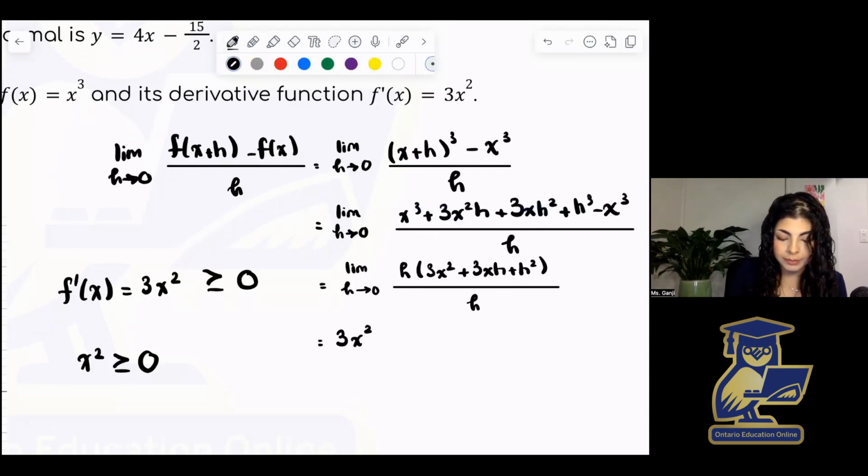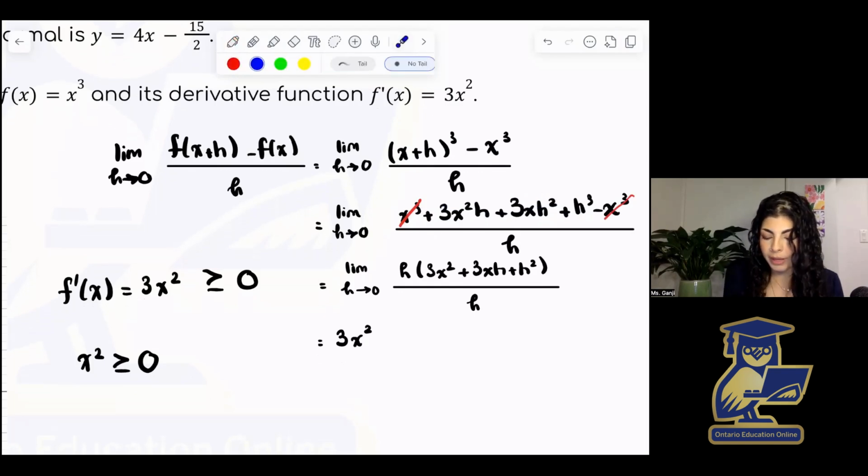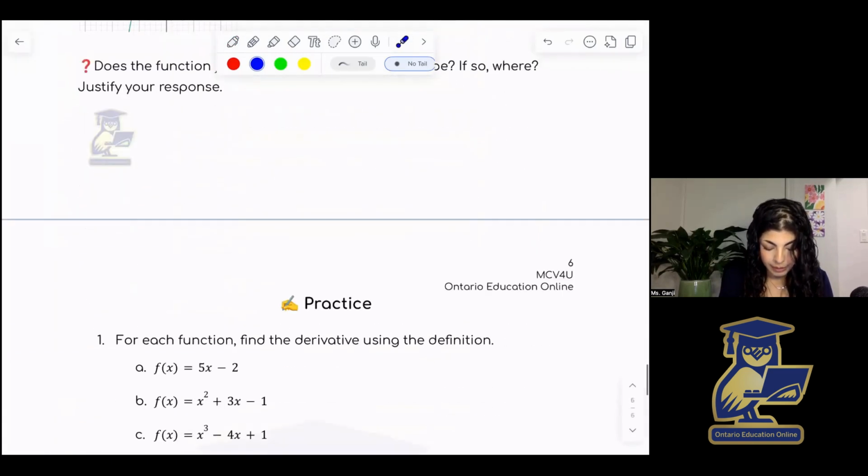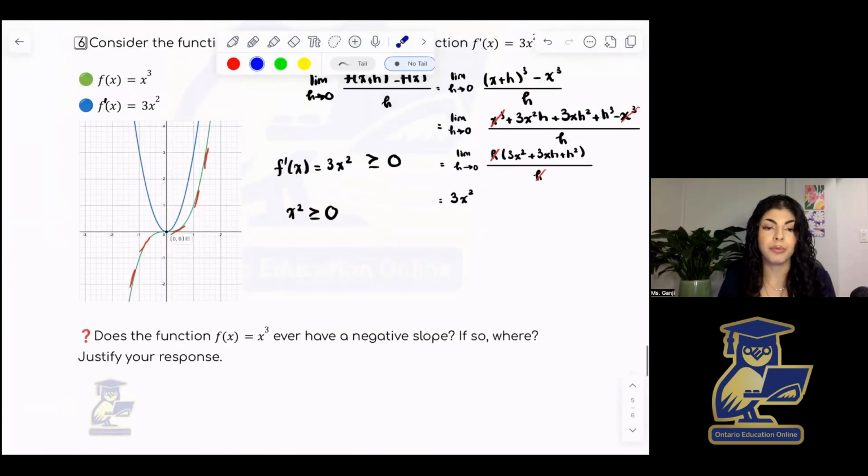And so we can see that the x cubes are canceling out, and all my three terms have an h in them. So if I factor out that h, I'm left with 3x squared plus 3xh plus h squared. Now I can actually substitute h equals 0, and this will be defined, but because these two have h, they will just be 0, so I'm just left with 3x squared. And that is our last example for this lesson.